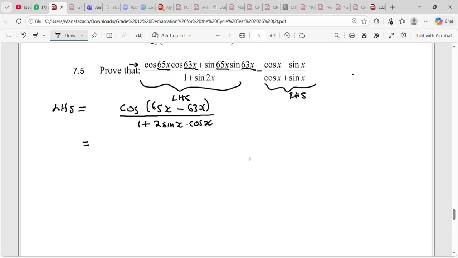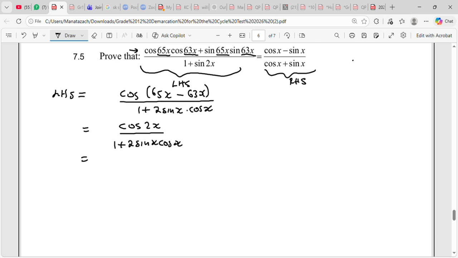Okay, let's go back. So let's continue with this, right? So the numerator is going to give me cos of 65x minus 63x, which is 2x, over 1 plus 2 sine x cos x. Okay, so now the next thing would be, remember, I'm trying to achieve that. That's the whole aim, right? So cos 2x, I can replace it with cos squared x, it comes closer to what it's supposed to be, minus sine squared x, right?